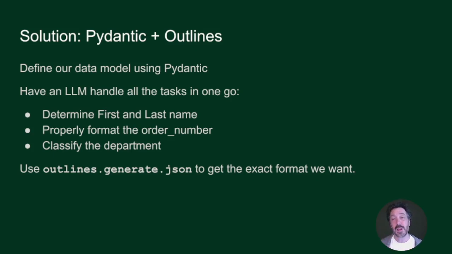We're going to use that with outlines to guarantee we get perfectly formatted JSON that has all the properties we would like. We're going to have the LLM handle almost all of this work for us in one pass, which is awesome. It's going to parse out the first and last name, it's going to properly format the order number, and it's going to classify the document for us, or the department that this belongs to. To do this, we're going to use outlines.generate.json to get the exact format that we want. Okay, let's start looking at the code and see how this all actually works.